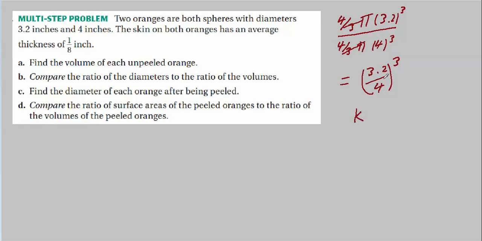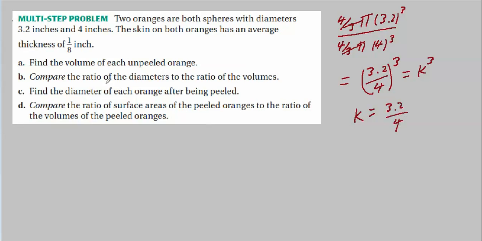The scale factor would have to be the cube root of that, or look at it another way, if the scale factor is k, then this is k cubed, because this is the scale factor for the volume. Well, that means that k is the cube root of 3.2 over 4 cubed. Makes it real easy to just directly write down the scale factor.